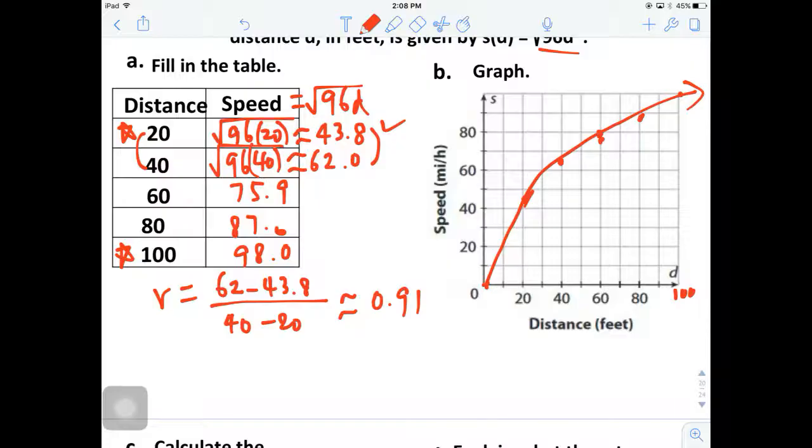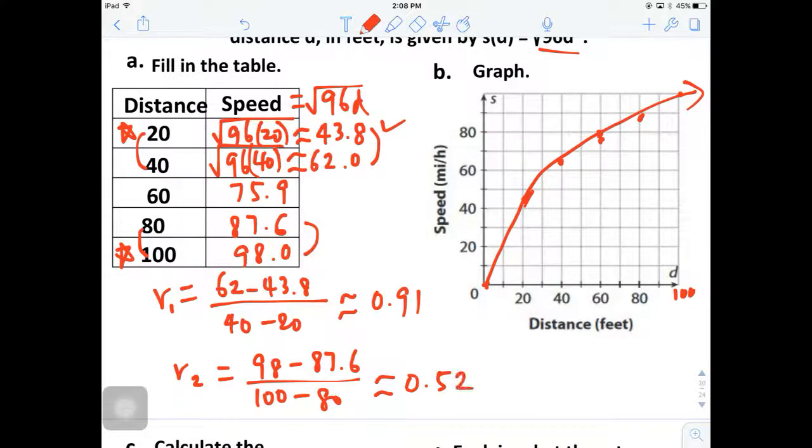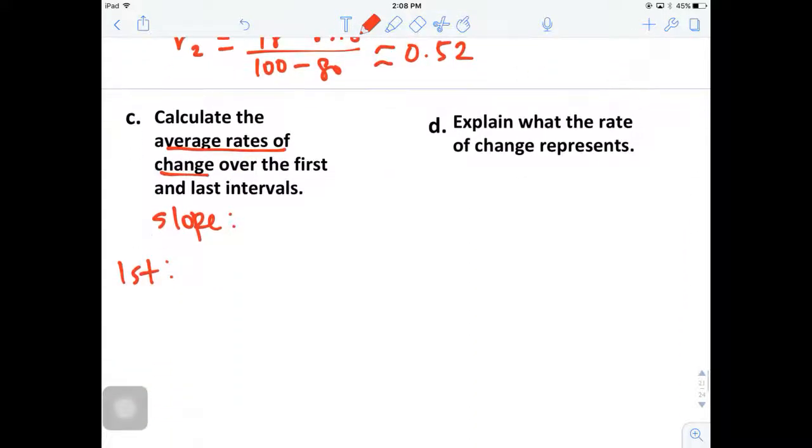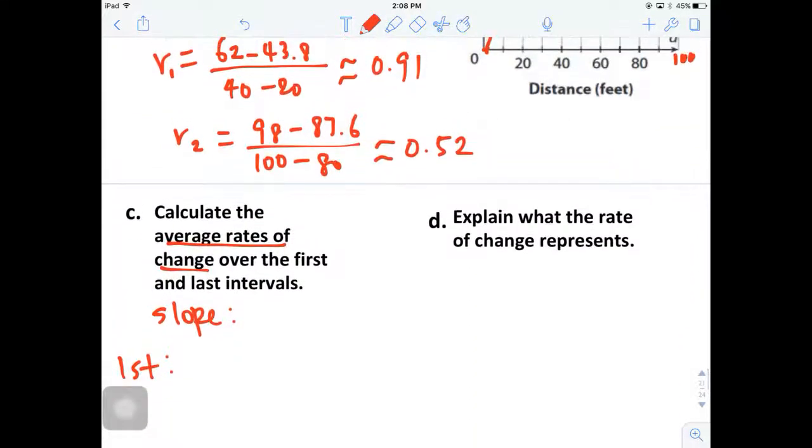Now the second is going to be the last one, which is the last interval. I'll call this R1, and then R2 is going to be 98 minus 87.6, that's 10.4, over 100 minus 80. If you divide that, you should get about 0.52. So part C says calculate, and we just found it right here. And then part D, explain the rate of change, what does it represent?